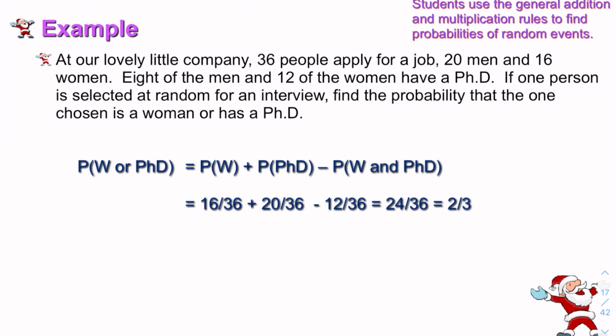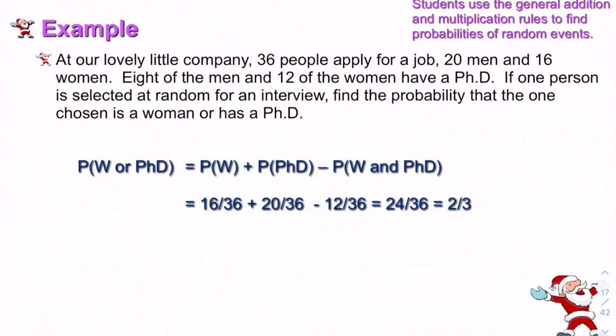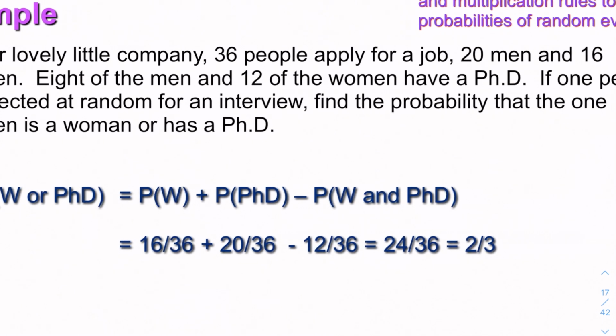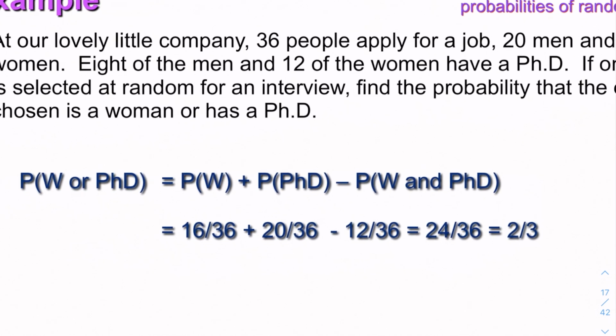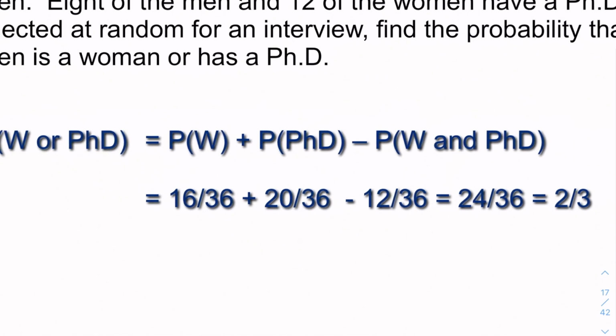Okay, so we'll start. We know we have 36 people that are applying. We know that 16 are women. So the probability that we are a woman is 16 out of 36. The probability that someone has a PhD, well, we said that 8 of the men and 12 of the women, or 20 total people, have PhDs. So we have 16 out of 36 plus 20 out of 36. We have double counted those women that have PhDs, which is what we need to subtract. And we said 12 of those. So 16 plus 20 minus 12 is 24 out of 36, or 2/3.